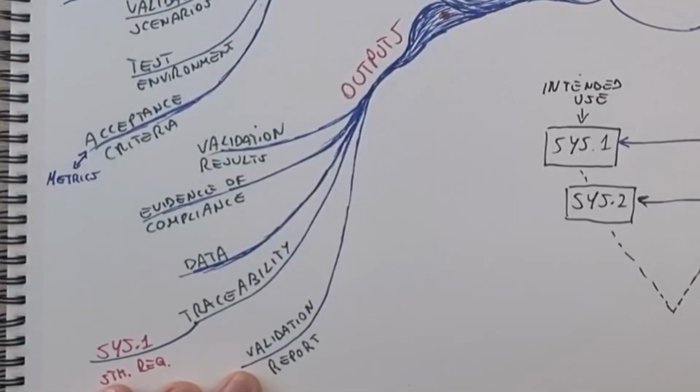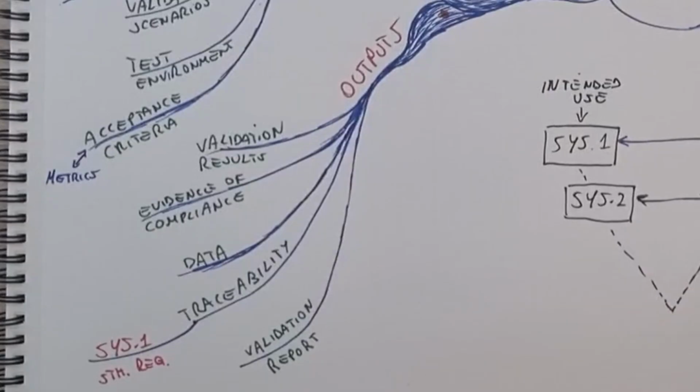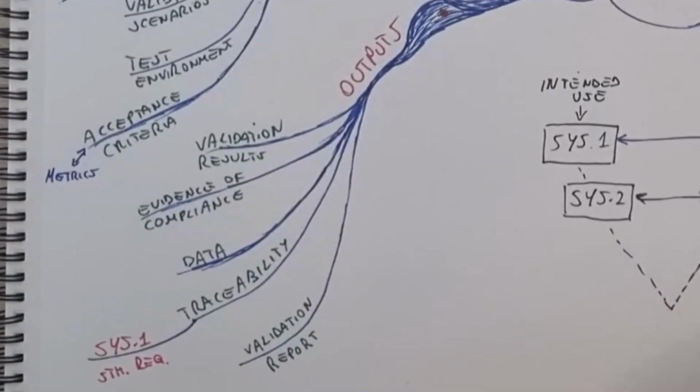Then we have the validation report, a summarized document that evaluates the results against the acceptance criteria. This document should clearly state whether the product fulfills its intended use or not, and list any open issues or deviations.